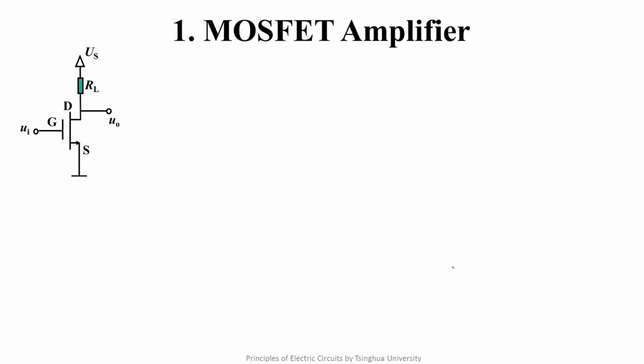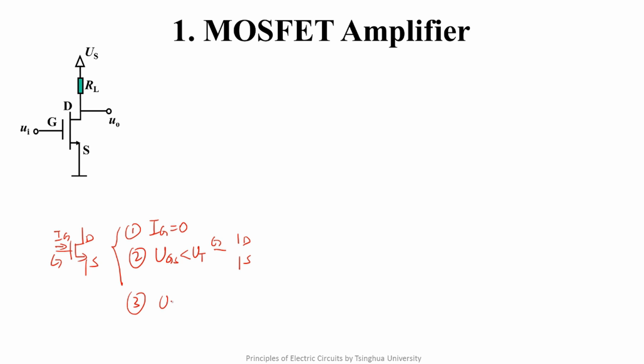Let's review the basic principle of MOSFET amplifier. The characteristics of MOSFET are as follows. Firstly, the terminal G is insulated forever. That is, Ig is always equal to 0. Secondly, when UGS is less than a certain value, DNS is an open circuit. MOSFET can be expressed by the module at this time.